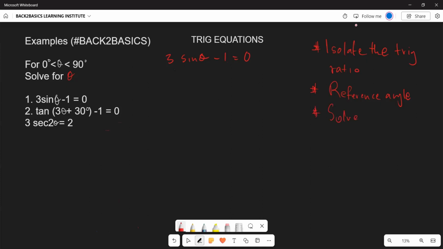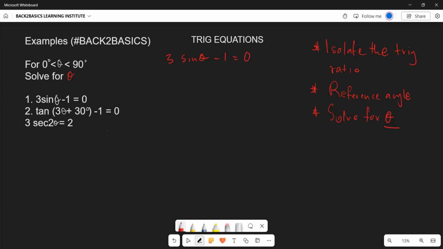Remember that whenever you solve for your theta, you need to round off your answer. For the sake of this problem, we are going to round all of our answers to 2 decimal places. Now let's start. What is it that you are going to do here?